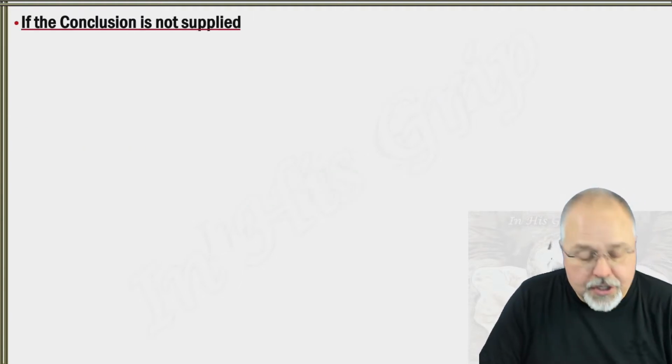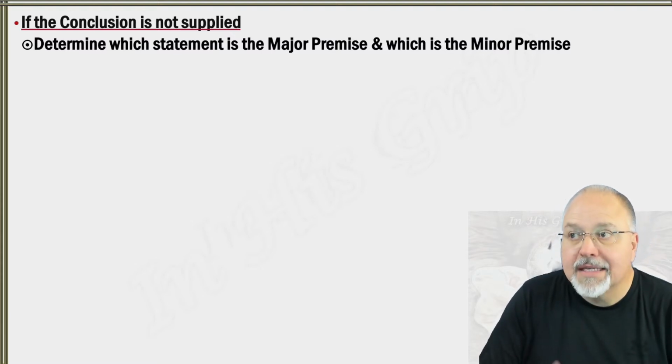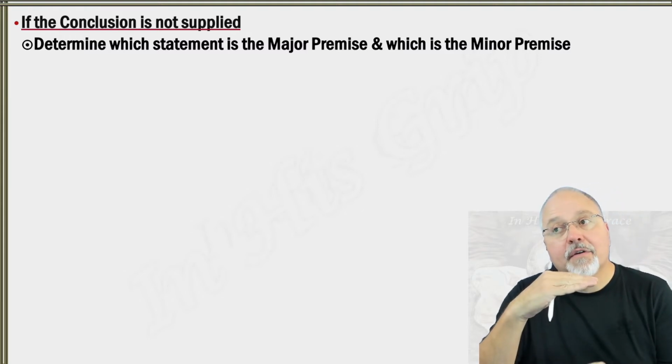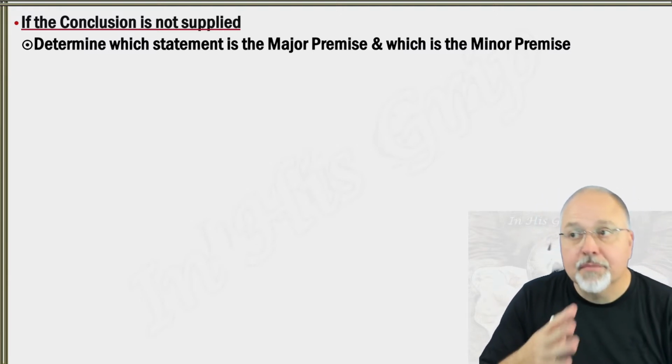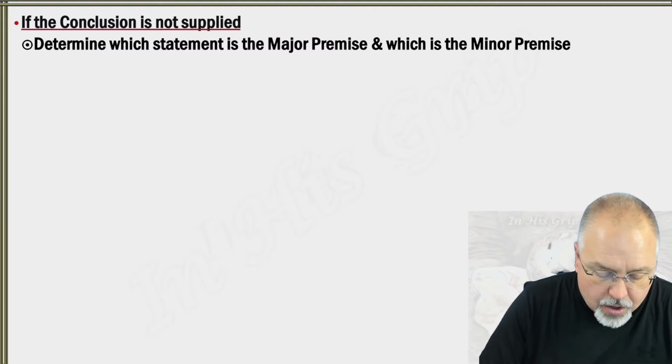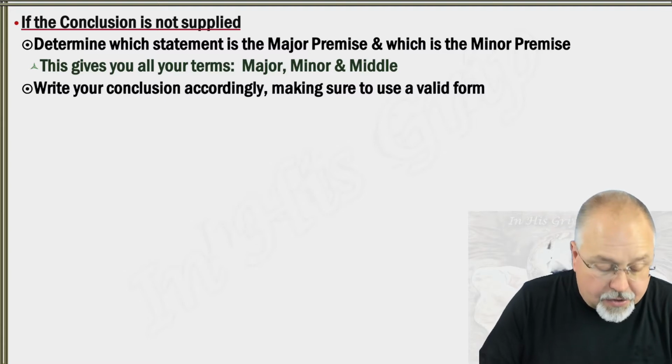So if the conclusion is not supplied, here's the process. Determine which statement is the major premise and which is the minor premise. Keep in mind that after you construct your argument, you may need to rearrange the statements because of how you do the conclusion and getting a valid form. What you thought originally was the major premise may be the minor premise, and that will simply depend on the conclusion that you draw. Okay, it gives you all the terms: major, minor, middle. Write your conclusion accordingly and make sure to use a valid form. That's the key. Use a valid form.